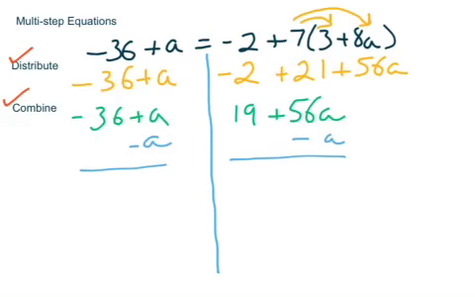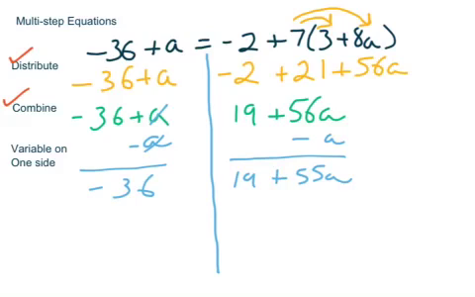So I've got 19 plus 55a. This cancels, and I'm left with a negative 36 on this side. So now I have my variable on one side. At this point, I'm back to a two-step equation. I'm going to put a box around my variable, so I leave it alone to the end. I'm going to subtract 19 from both sides.